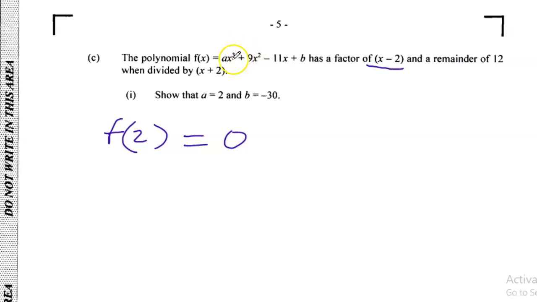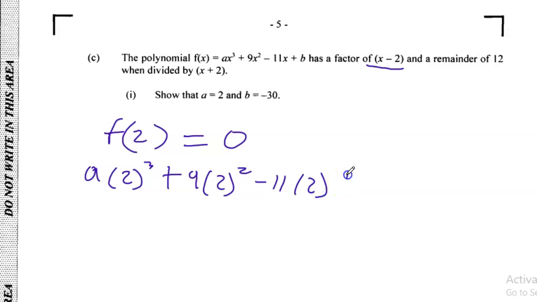Remember what it means to be a factor, right? A factor means when divided by that value, there's no remainder, or the remainder is 0. So f of 2, we're replacing x with 2. So it's a times 2 cubed plus 9 times 2 squared minus 11 times 2 plus b. That should be equal to 0.